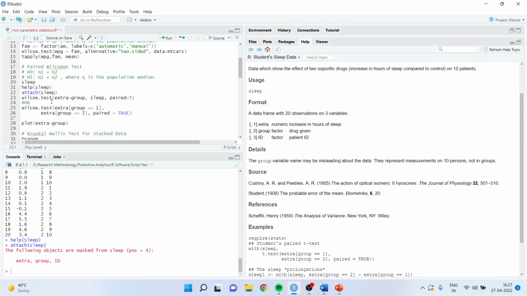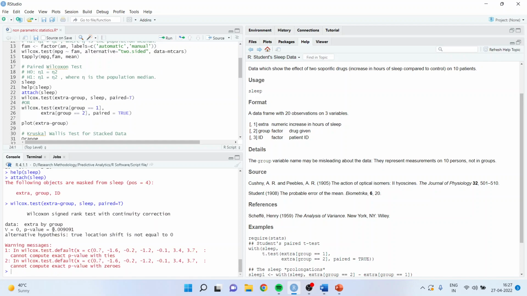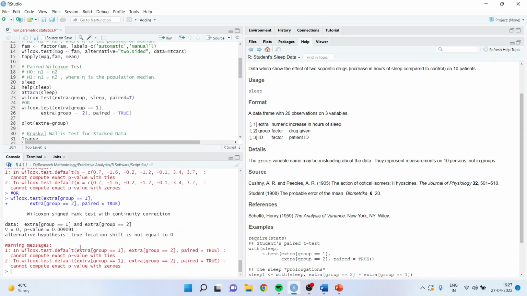I can write this command in two ways: wilcox.test extra tilde group, paired true. That is one. Another method is wilcox.test extra for group 1 comma group 2. In both cases your results will be the same. You can see here you are getting the result 0.00901, and here you will also get the same result 0.00901. As the p-value is less than 0.05, we reject the null hypothesis. We will say that there is a significant difference in the two groups.